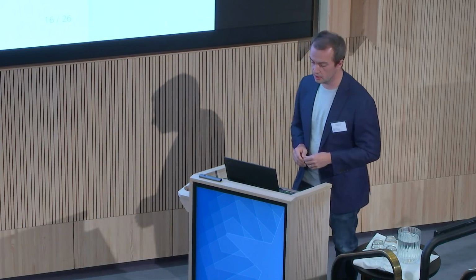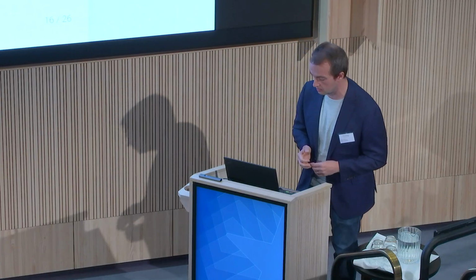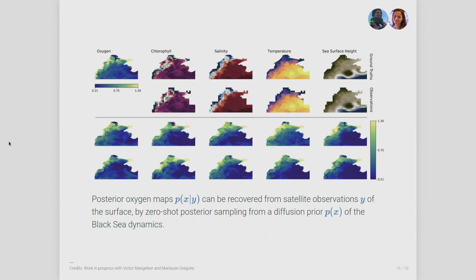All right, so fortunately, a good enough physical model of the Black Sea exists, and we can use it to produce reanalysis data from which we can train a diffusion prior of realistic 3D oceanic states in this case. That includes physical variables of interest like temperature, salinity, and more specifically for us, the concentration of oxygen. So our preliminary results show that we can recover realistic 3D oxygen maps from satellite observation only, which is quite interesting, but of course more work is needed to validate this result and to improve the model.